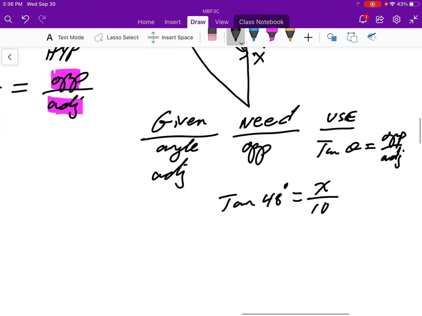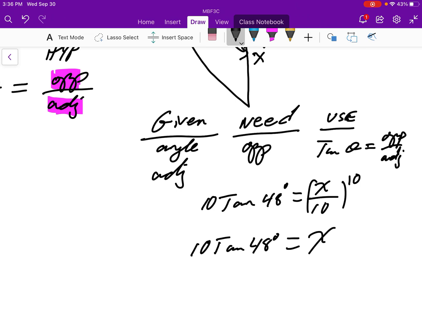This is where we're using our ratios. This is where we're using the fractions, solving an equation. And so we want x all by itself. It's divided by 10 here. So what we do is we multiply by 10 on both sides. So we end up with 10 times the tan of 48 degrees is equal to x.